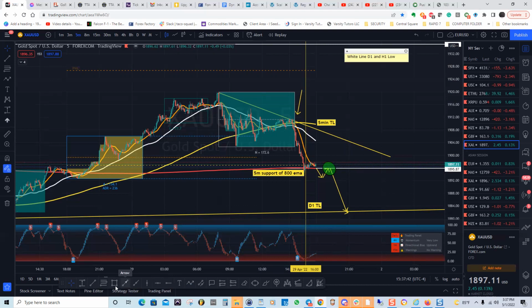So if you get a break and retest, actually, let me write that in there so it makes sense to us. So this is what I want you to see. If I get a break and retest of the 5-minute support of 800 EMA, then I want to sell it down to the daily trend line. Okay, make sense?